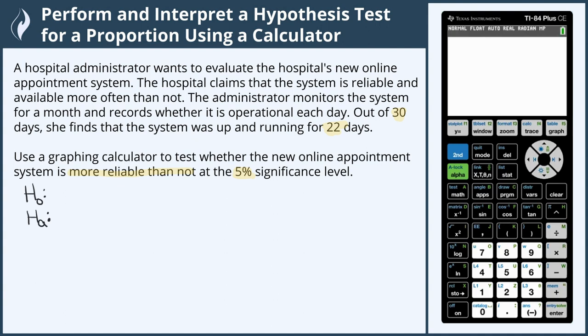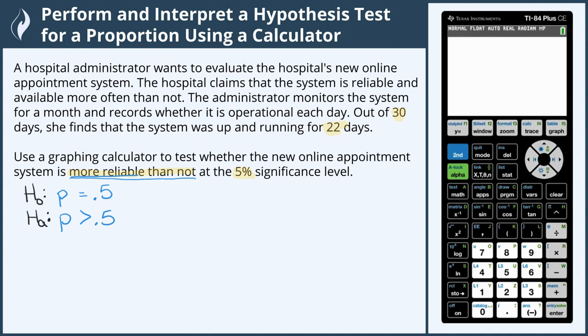The null and alternative hypotheses are making claims about the proportion, so we use a p. We see that the claim is that they are more reliable than not. If they are not more reliable, then it's exactly 50-50. So the null hypothesis is p equals 0.5. And the claim is that they are more reliable, so the claim is that p is greater than 50-50.